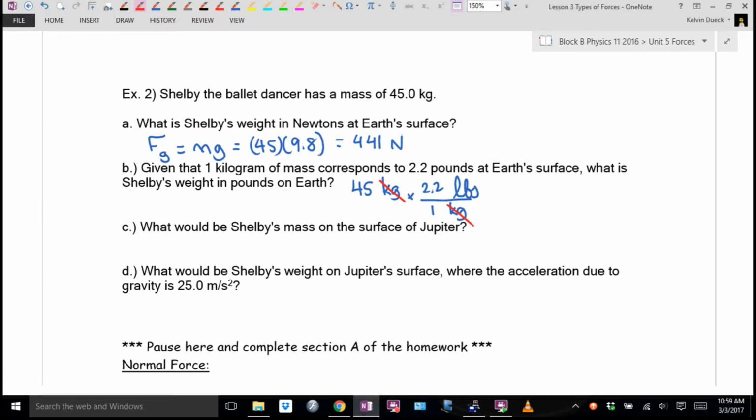I can do that in my head. 45 times 2 is 90. 45 times 0.2 is 9. 99, yes? Double check me, but it should be. Yeah. 99 lbs. Pounds.